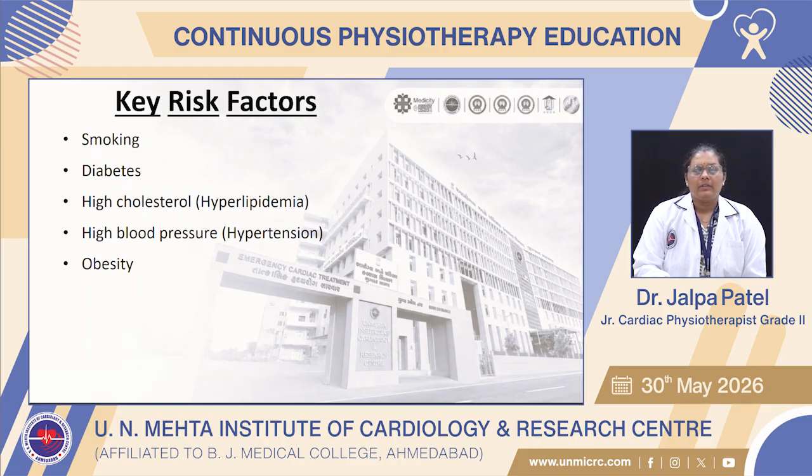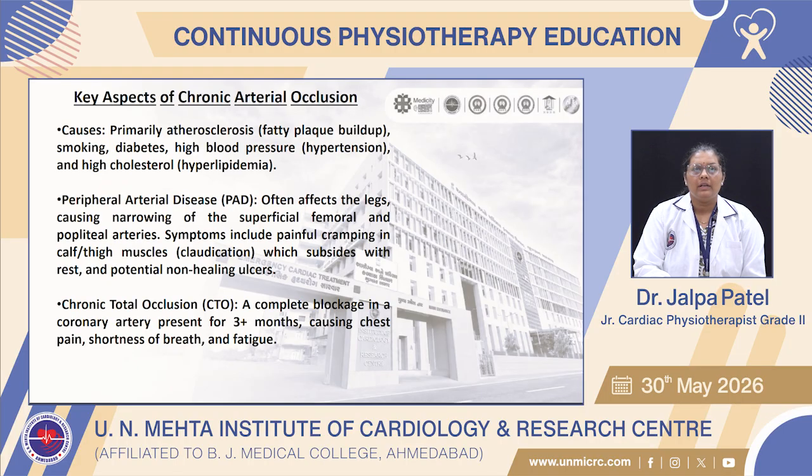Now the key risk factors for chronic arterial occlusion are smoking, diabetes, high cholesterol, high blood pressure and obesity. Key aspects of chronic arterial occlusion: the primary causes are atherosclerosis, smoking, diabetes, high blood pressure and high cholesterol.